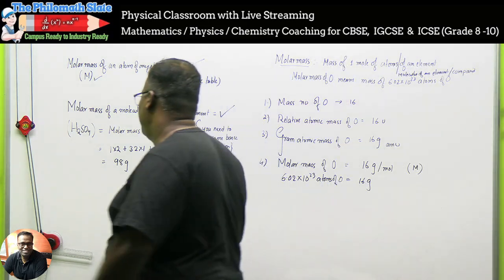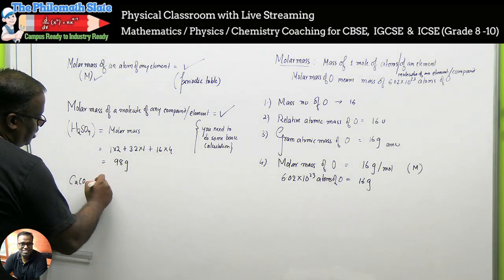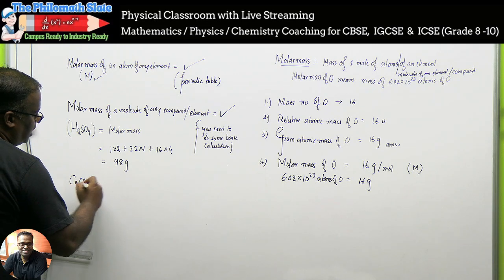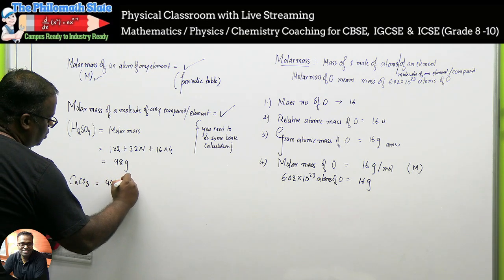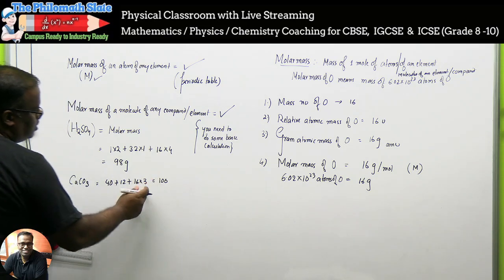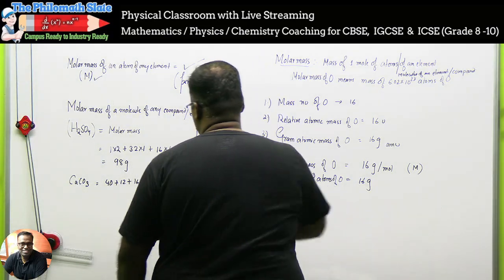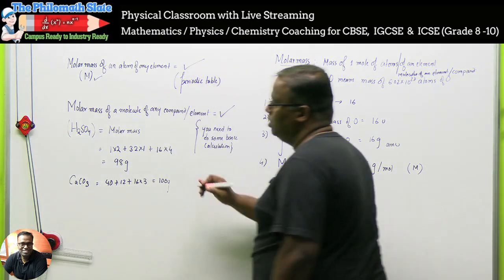Do CaCO3, it will be 100. CaCO3. So what is the molar mass? Calcium 40 plus carbon 12 plus oxygen 16 into 3. It will be 100. 16 into 3 is 48, plus 12 plus 40. 60, 40, 100 grams. Have you understood this or not?